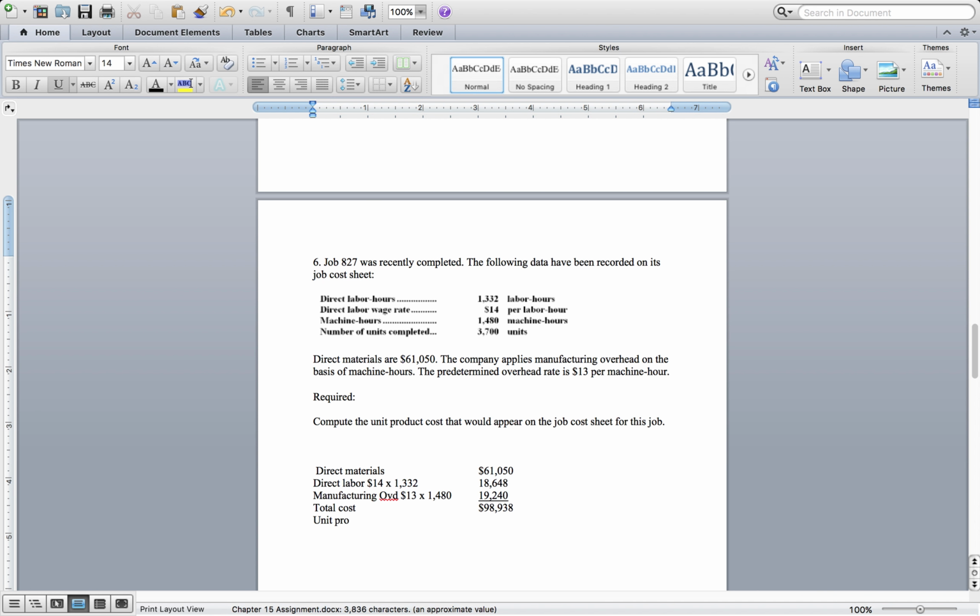Now to get the unit product cost, take the $98,938 and divide by how many units, which is 3,700. So when we do that, the unit product cost will be $26.74.